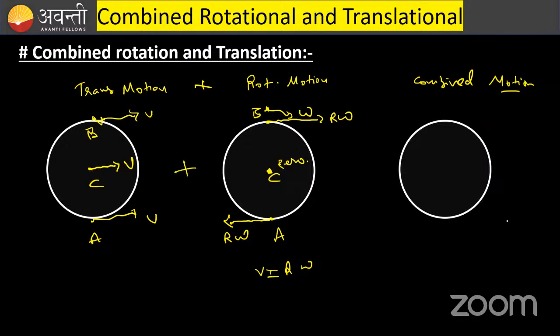Now, if I add these two motions, point B will have two velocities, one due to rotational motion and one due to translational motion, and both velocities are in the same direction. So the net velocity of point A will add according to the vector rules.